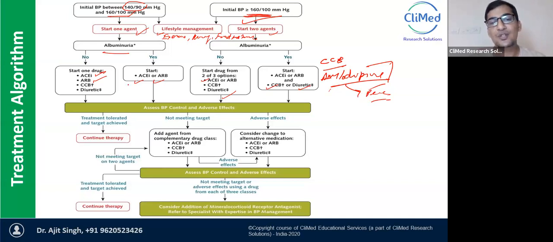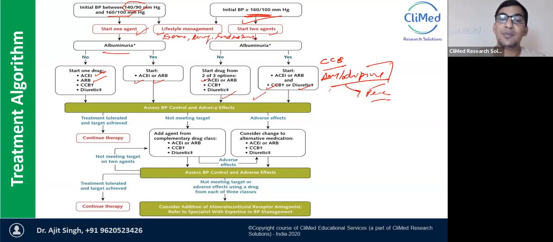So if the blood pressure is 140 to 160, then we should start with a single agent, that is ARB or ACE, anything. And if you have more than 160, then we should start with two agents, that could be ARB or ACE inhibitor plus CCB, or ARB plus diuretics. That can be done easily in the patients.